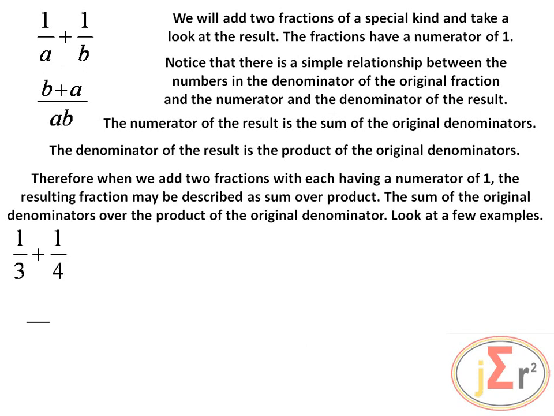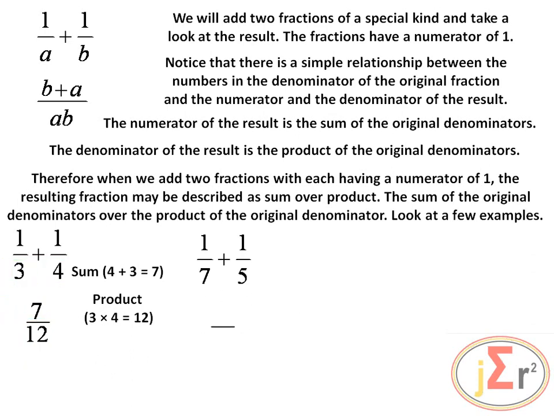There we have 1/3 plus a quarter. What do we have there? The numerator is the sum of 4 and 3. 4 plus 3 is equal to 7. And the denominator is the product of 3 and 4. 3 times 4 is equal to 12.